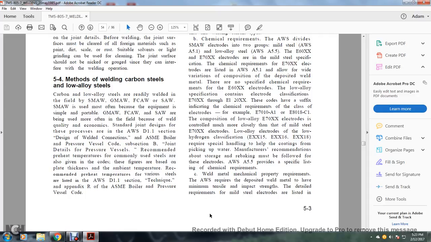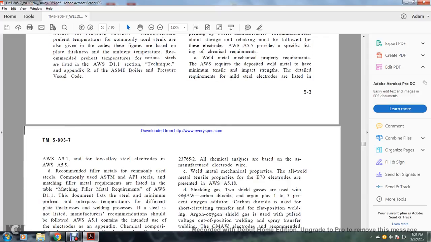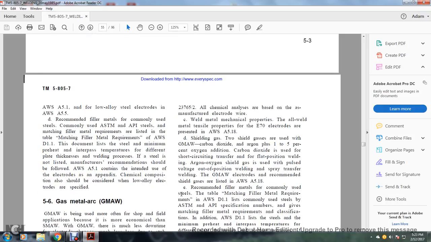Weld metal mechanical property requirements: the American Welding Society requires the deposited weld metal to have minimum tensile and impact strength. The detailed requirements for mild steel electrodes are listed in American Welding Society A5.1, and for low alloy steel electrodes in American Welding Society A5.5. Recommended filler metal for the common steels is listed for the American Society for Testing and Materials and the American Petroleum Institute.